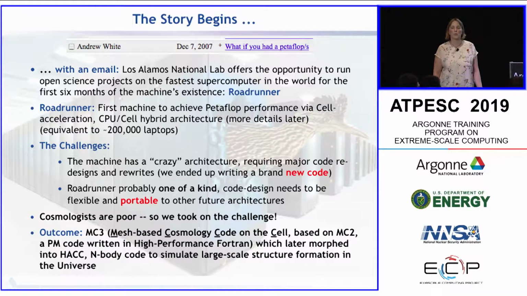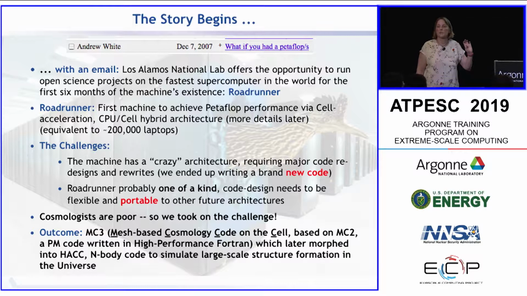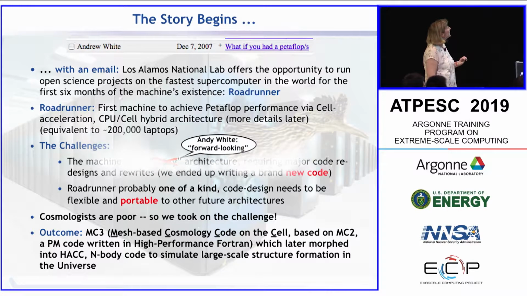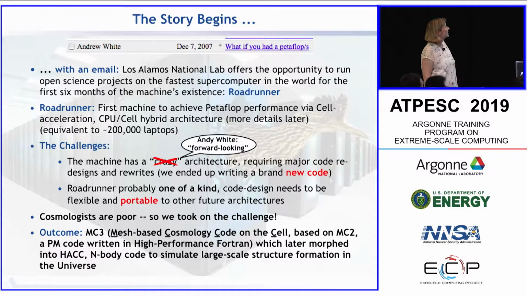And at Los Alamos, the most important part of the lab are the weaponeers. The weaponeers are very rich, and they are not interested in getting a machine that is not easy to program. But Andy White wanted to show that this machine is actually very, very useful. So he put out this call to everybody at Los Alamos and said, maybe there are some scientists who want to take on this challenge, get onto this machine and get some science from it. And so we looked at it, and we said, this is a crazy architecture. Andy White said, no, it's not crazy, it's forward-looking.